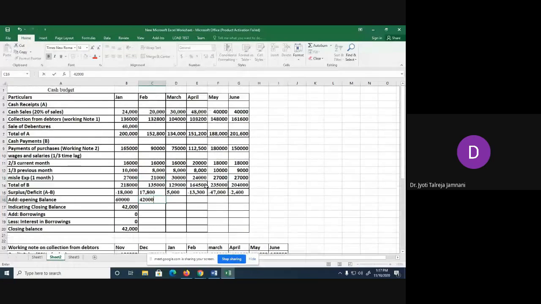Are you getting the logic and understanding? Yes, ma'am. So now we'll find the indicating closing balance, which is nothing but equal to, we add the surplus or deficit with the opening balance. So I'm adding both. So we get 59,800. Should I borrow?